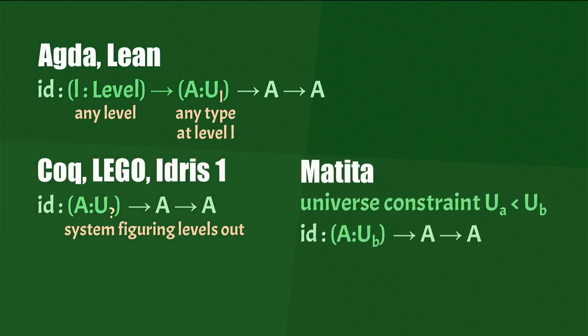There are other systems such as Matita, which allows the user to specify universe constraints. You can define some universe, and here you're saying that some universe is strictly less than the other universe. Then you can define the identity function for the larger universe. So there are many different designs, and in today's talk, I'm not going to use any of those. This is more like a related work side.